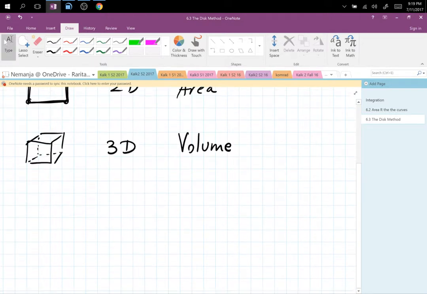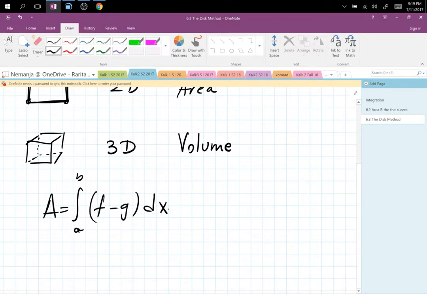Now, we already said that area is the integral from a to b of f minus g dx, where I said that this provides the height and this provides the length, and when you multiply them together, height times length equals the area, right? So I know that this is a 2-dimensional concept. And now we are moving to volume.